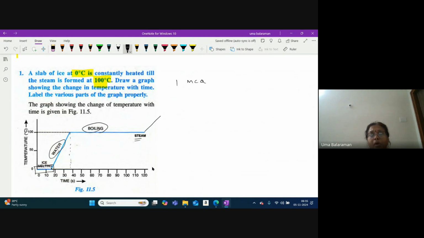They may give you the graph and ask you, this is A, B, C, D. What does AB show? What does BC show? What does CD show? This also they can do in one marker MCQ.